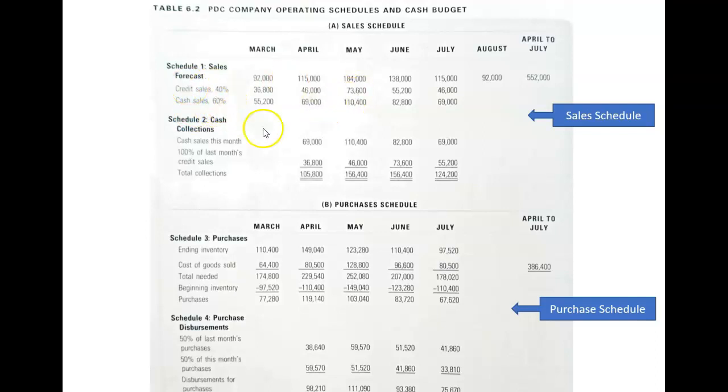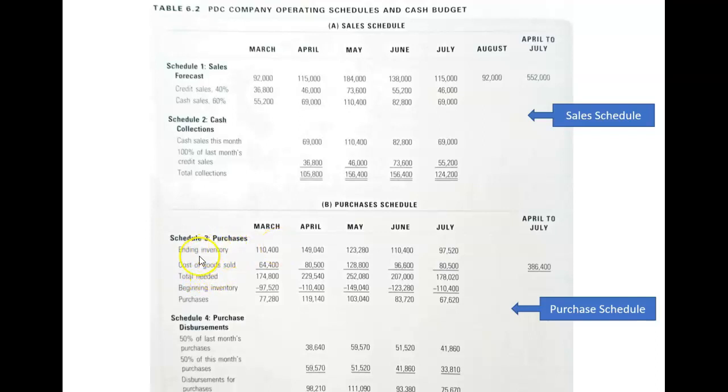These are examples. Then schedule 2, cash collections. How much money they have collected from cash sales as well as from last month's credit sales. So total collections of sales is here, from April, May, June, July. Then an entrepreneur also needs to prepare a purchase schedule. That means how much money is involved in purchasing the raw materials or purchasing the stock, for example.